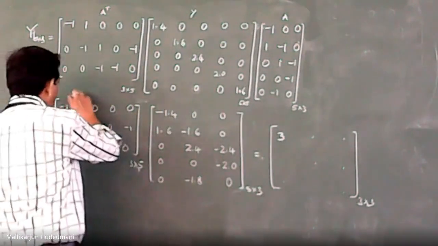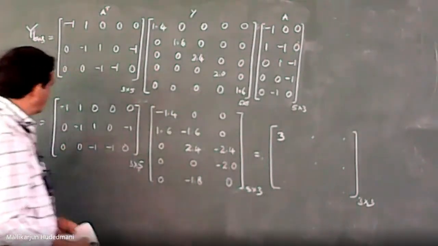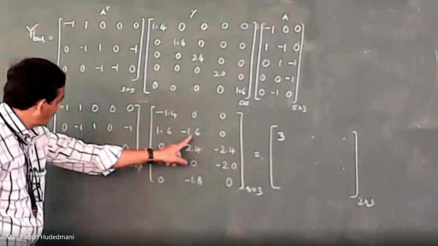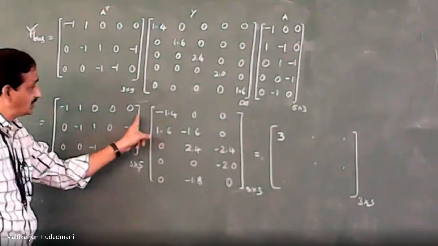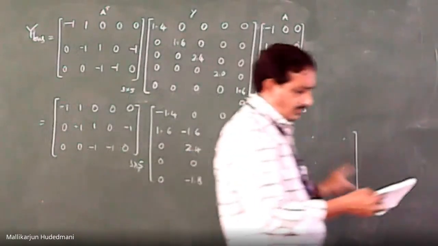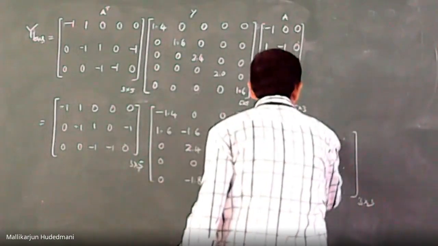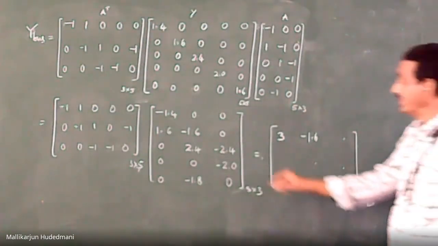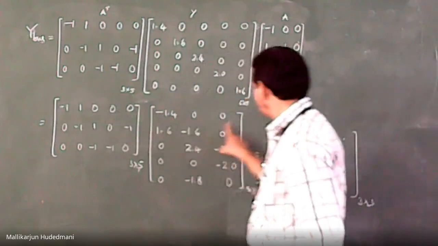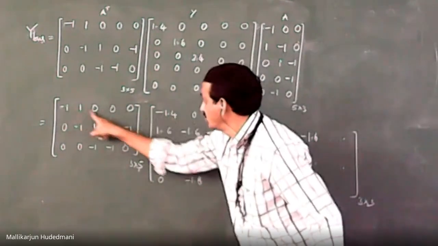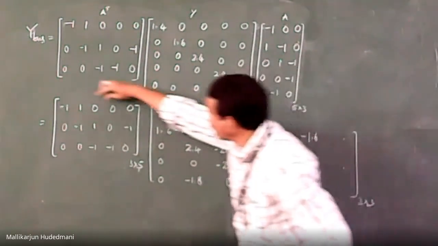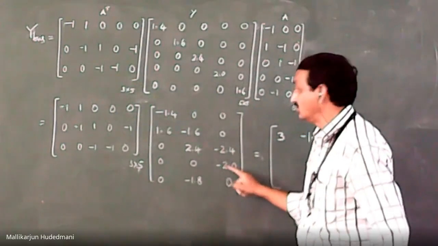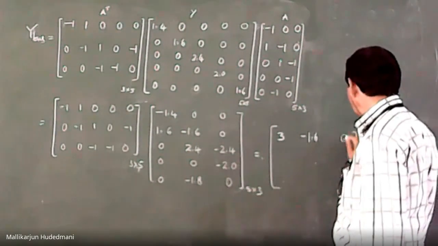How about first row, second column? Minus 1 is multiplied with 0, 0. 1 is multiplied with 1.6 minus. Rest all are 0. Hence, definitely in this position I will get minus 1.6. And when I take multiplication of first row with the third column, you can see here non-zero, 0. Here 0, 0, product goes 0. Non-zero, but zeros over here. Doesn't result in anything. This will go 0.